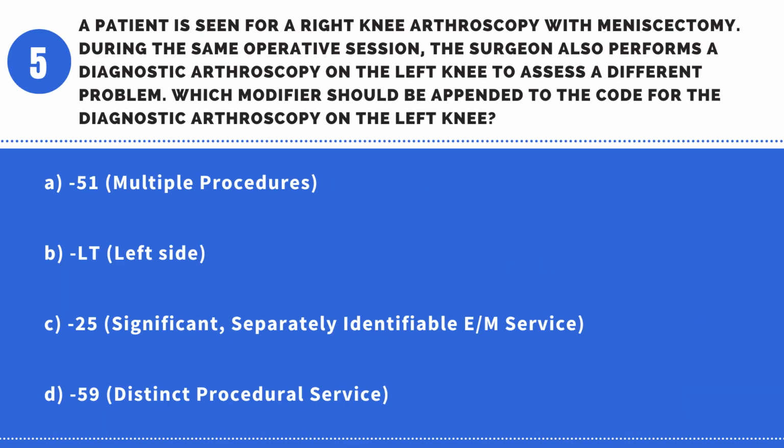Question 5. A patient is seen for a right knee arthroscopy with meniscectomy. During the same operative session, the surgeon also performs a diagnostic arthroscopy on the left knee to assess a different problem. Which modifier should be appended to the code for the diagnostic arthroscopy on the left knee?